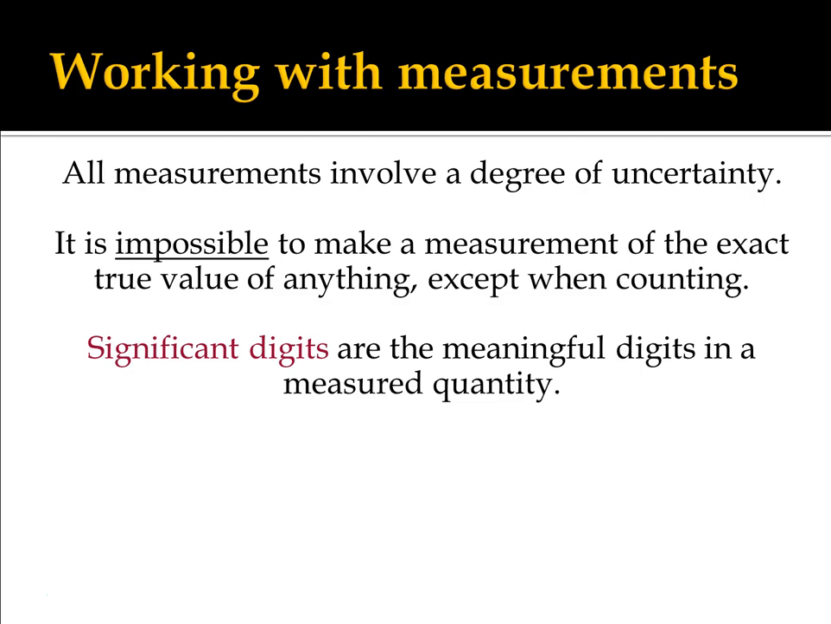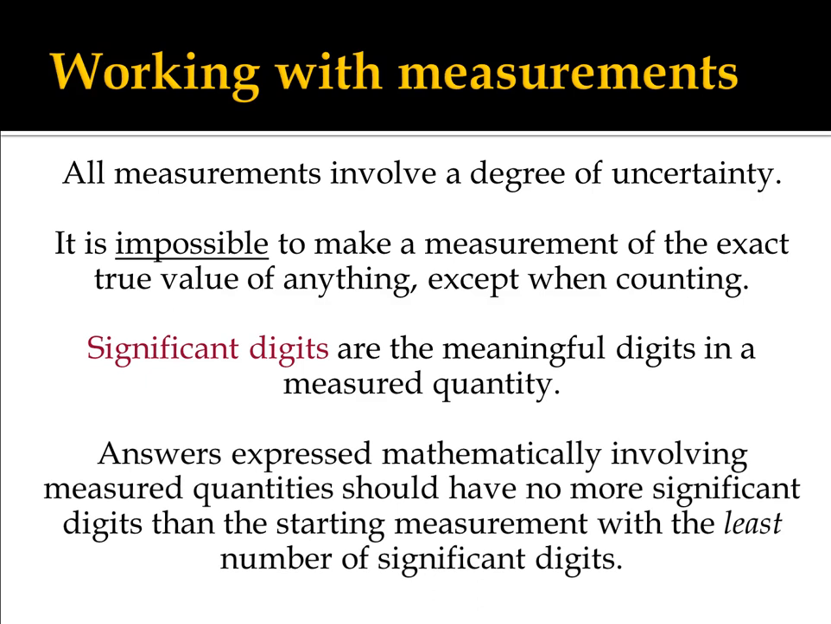As I had mentioned, there would be exactly 8 students in a room, not necessarily 7.9 or 7.93 even. So counting numbers are considered exact, but anything that is measured is never exact. Significant digits are the meaningful digits that we use in a measured quantity. And answers expressed mathematically involving measured quantities should have no more significant digits than the starting measurement with the least number of significant digits.